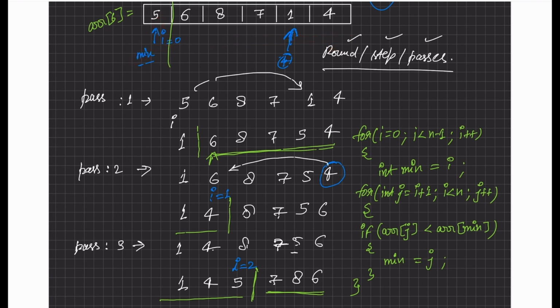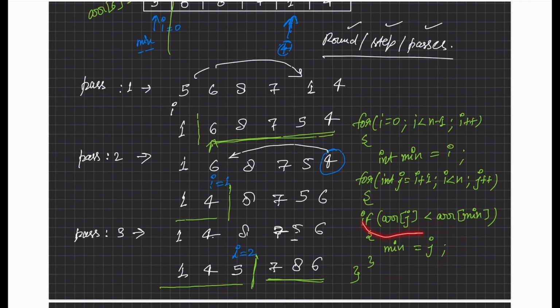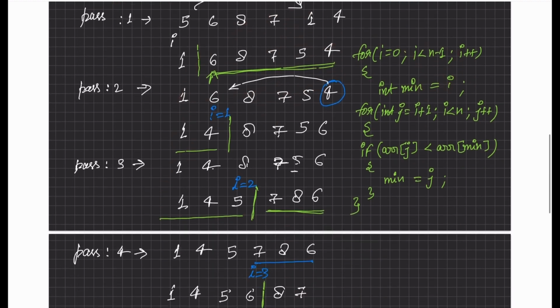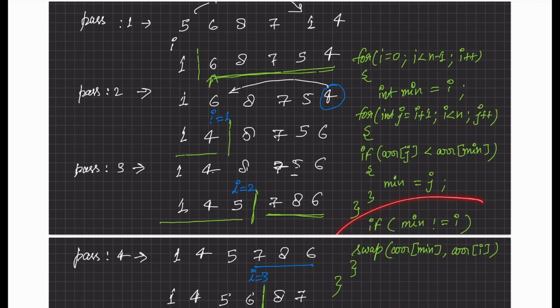Initially we have assumed that minimum value is equals to I. After finding that ARR of j is less than ARR of minimum, that means if any element of this unsorted part of the array is smaller than this value, then I will simply change the minimum value with that j. So we are simply changing our minimum value in this step. After checking this condition, what we have seen is that whichever is smaller than this element would be our minimum index of this array. So this is our final step.